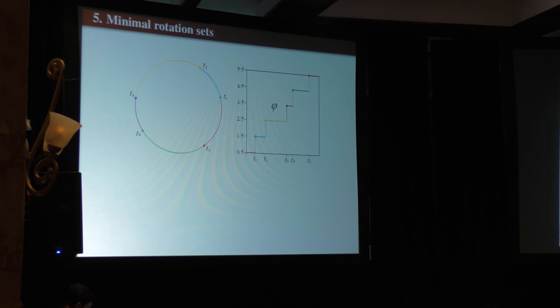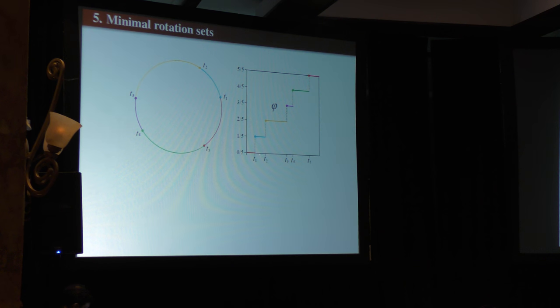The semi-conjugacy is rather trivial, not very interesting in the rational case. It's just a map that collapses each gap to a Q-th root of unity. So if you look at the graph of phi, it's essentially a step function.